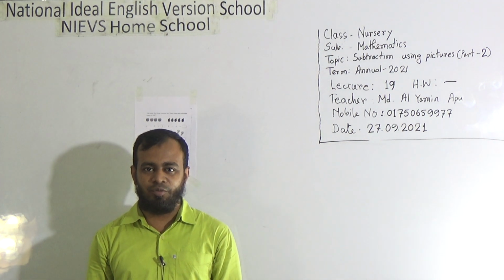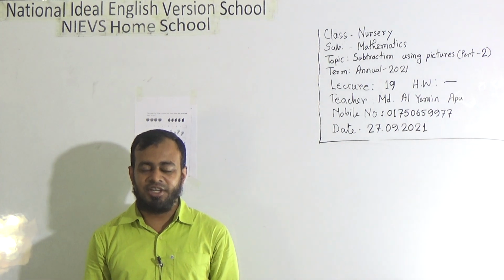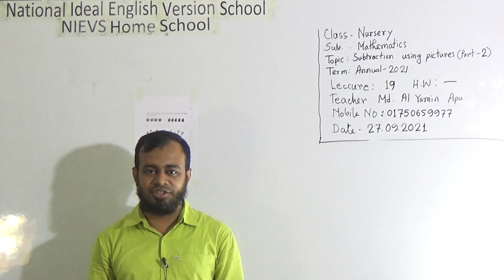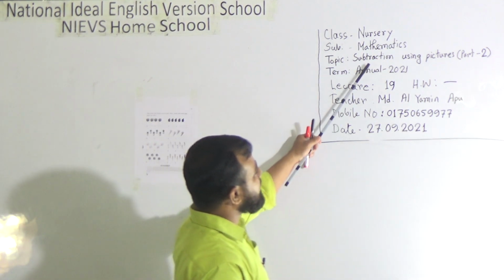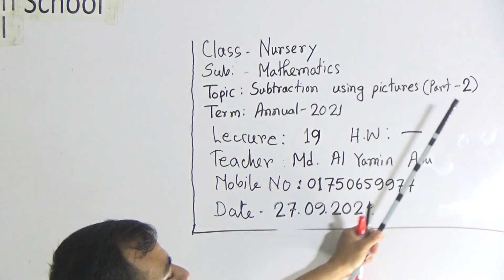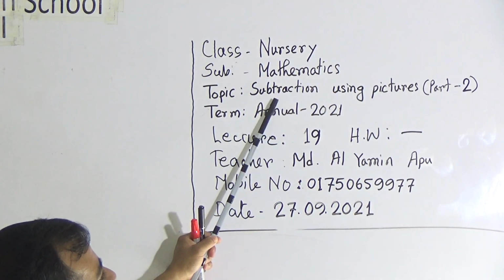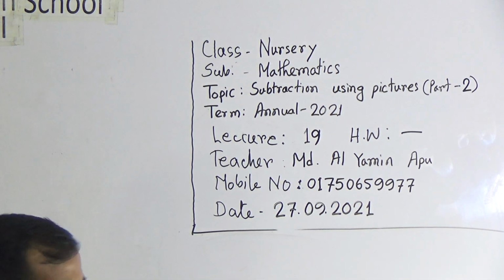I am Yamin Apu, an assistant teacher of mathematics, National Ideal English Version School morning shift. Dear students, I am going to take a math class for the students of class nursery. Today's topic is subtraction using pictures part 2. That means it's the last class. By using the pictures, we will solve the subtraction. Your lecture number is 19. You have no homework today. So let's start our class.